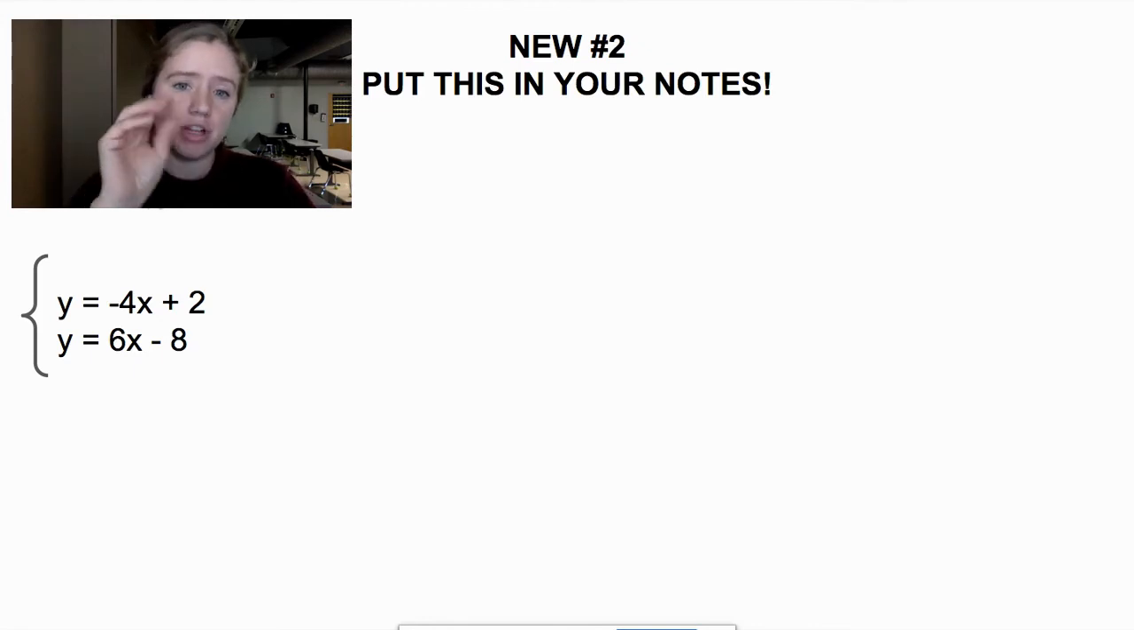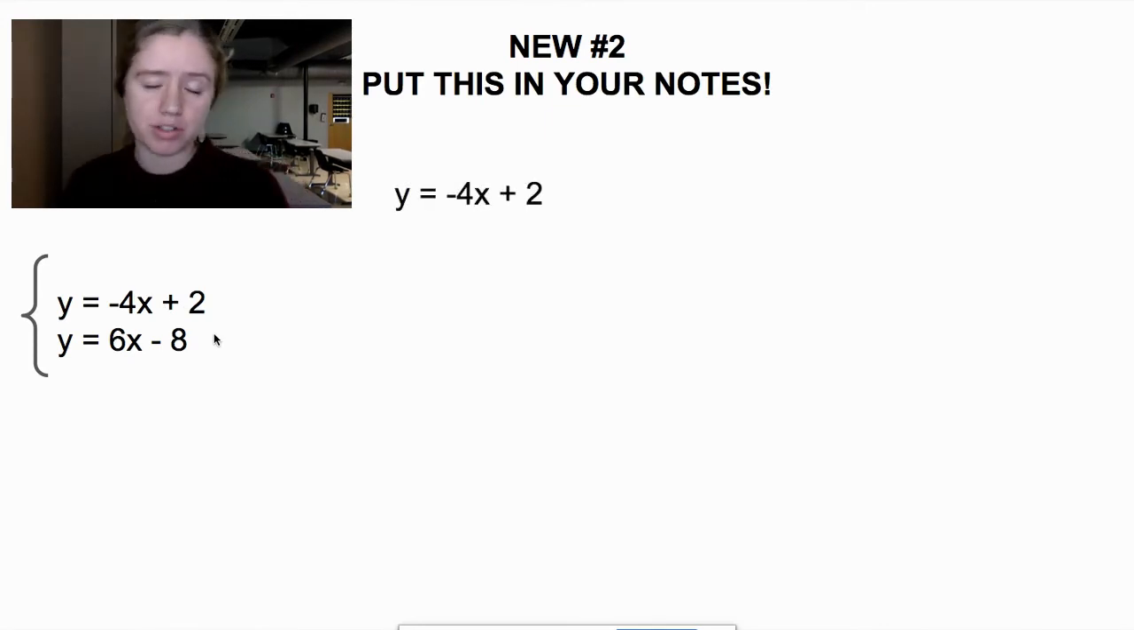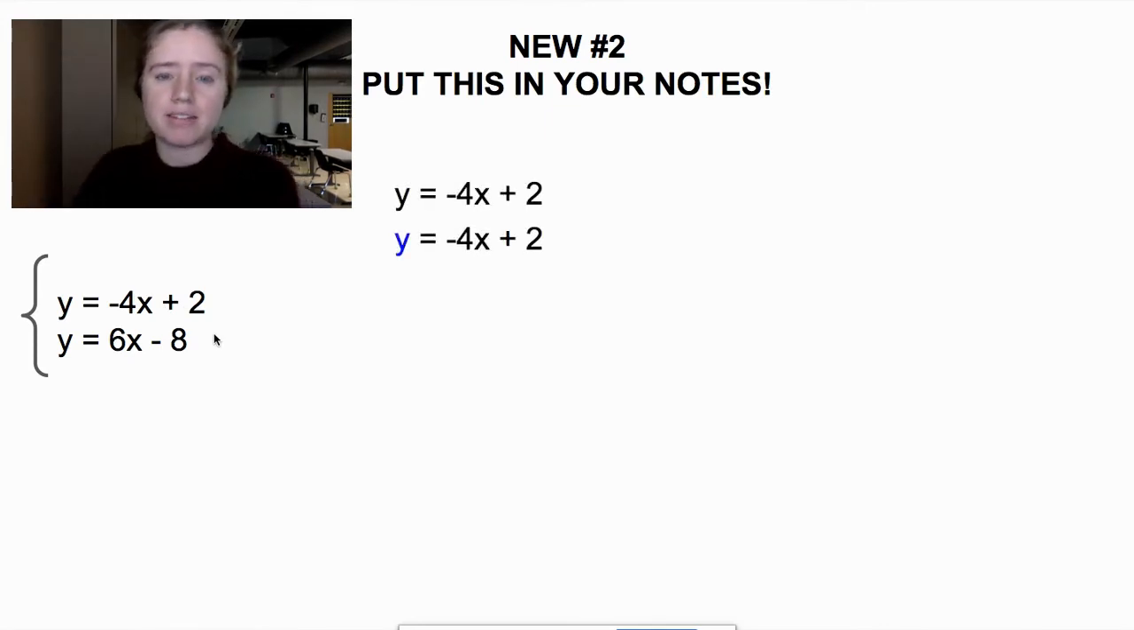So I see a system of equations. I could graph it, but I don't have graphing paper. So what I'm going to do is look at this system. Both of them have y equals. So what I can do is replace the y in the first equation with what it equals in the second equation. So let's look at that first equation. I'm going to replace the y in that equation with what it is in that original second equation.